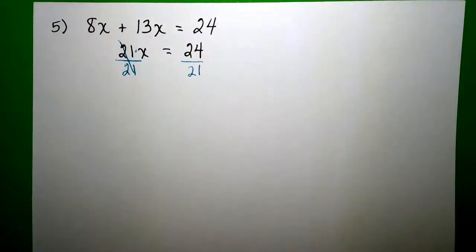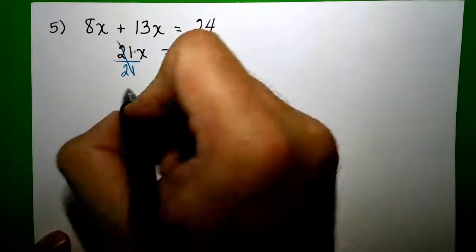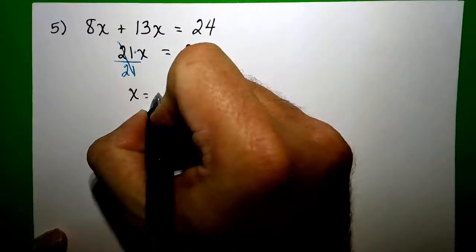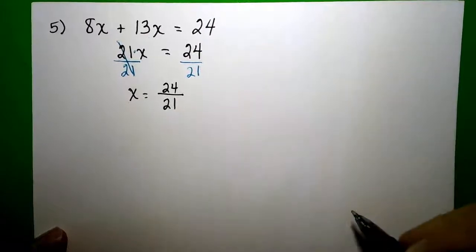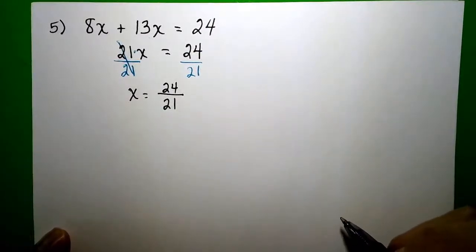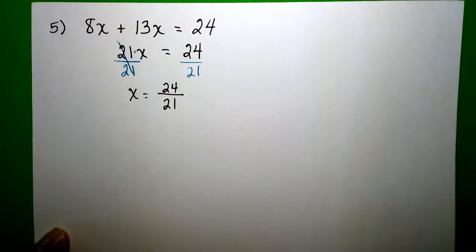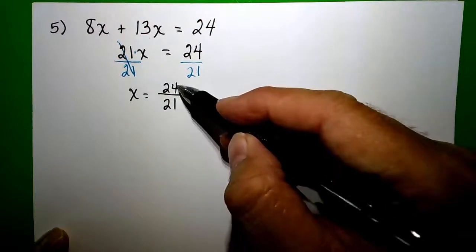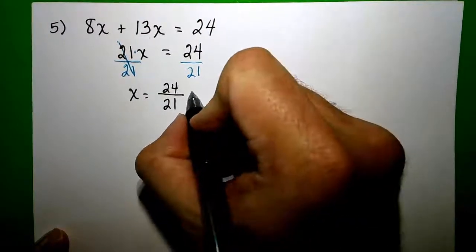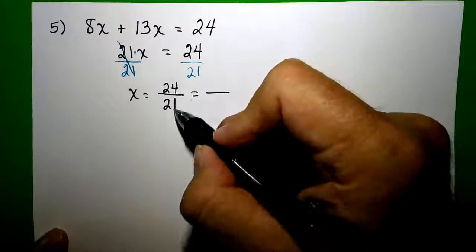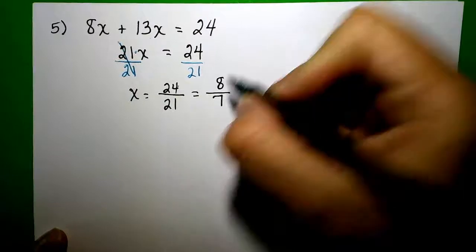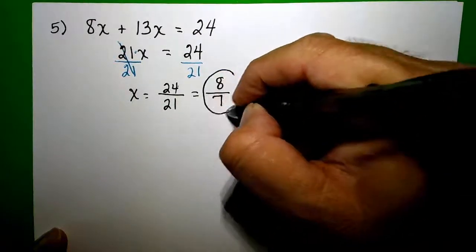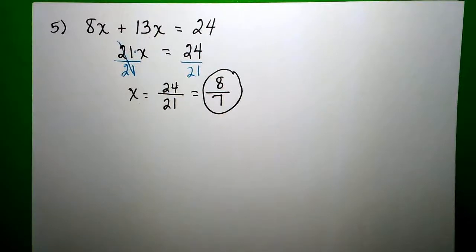And we get x equals 24 over 21. Well, this is one where we're going to have a fraction as an answer. Is 24 over 21 our answer? Well, no. You always reduce fractions as much as possible. What number could I divide both of these by? A 3? Does 3 divide into both of those? It would give us an 8 on top. And what number on the bottom? 7? So 8 over 7.